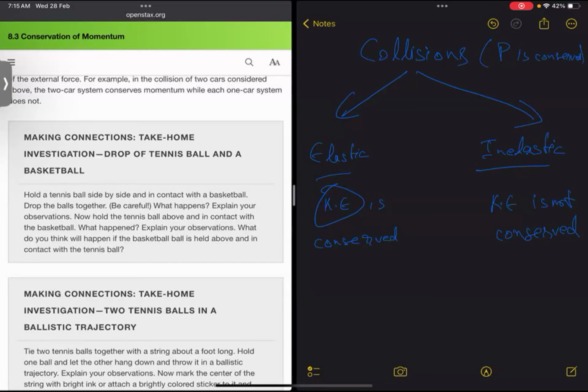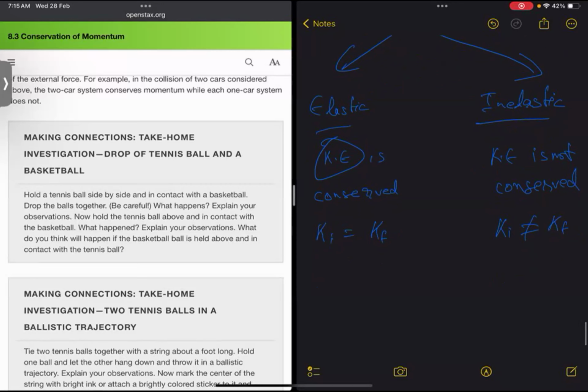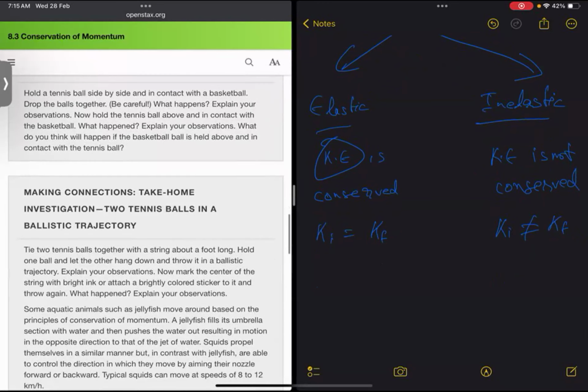That means kinetic energy is not conserved, that is, the initial kinetic energy is not equal to the final kinetic energy. And in elastic collision, initial kinetic energy is equal to final kinetic energy. That is the essence. So while solving these problems, you have to write two equations: the momentum conservation equation and then the kinetic energy equation for the elastic collisions. That can help you solve many problems.